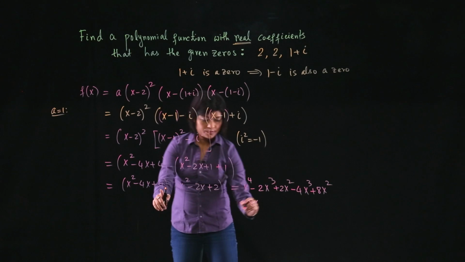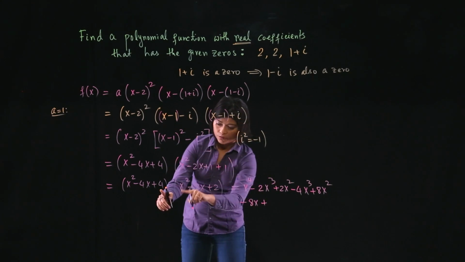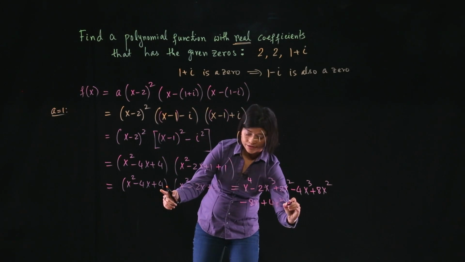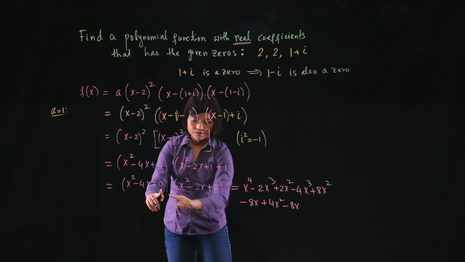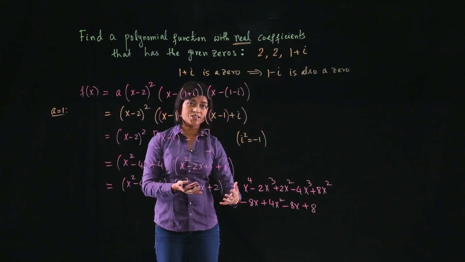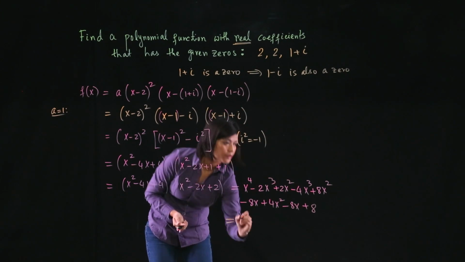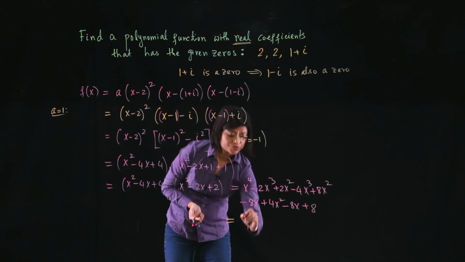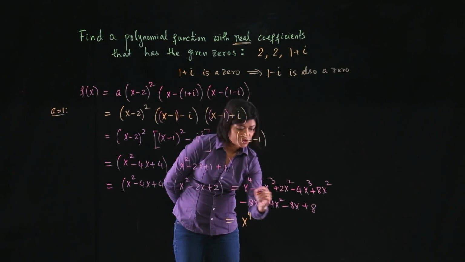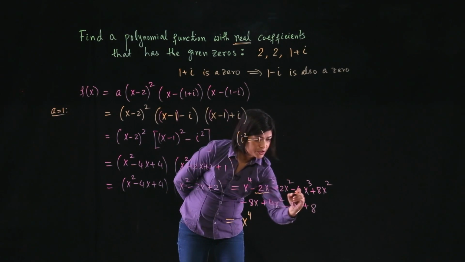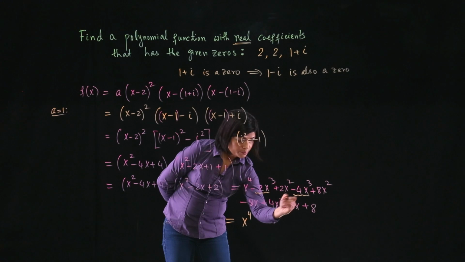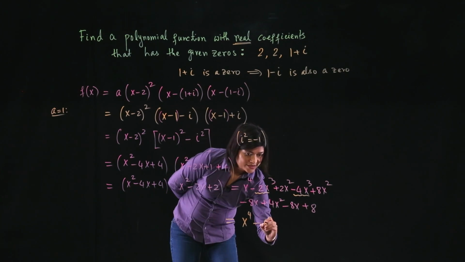Then continue with this 4. You have plus 4 times x squared, plus 4 times negative 2x, so negative 8x, and 4 times 2, positive 8. Let's combine the like terms together. Notice that there's only one x to the 4, so keep it as it is. Then let's see how many x cubed terms we have. We have a negative 2x cubed and a negative 4x cubed, and that combines to give you negative 6x cubed.